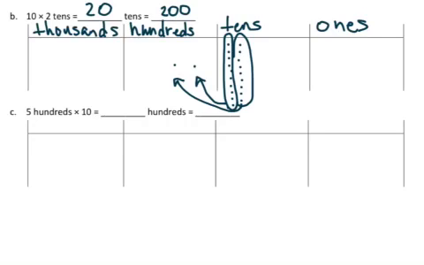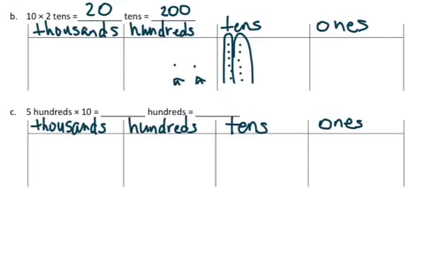Okay. Now we're going to do the same thing for C, and C is 5 hundredths times 10. So let's make some room here. Okay, we have to label our place value chart again. Okay, and we have 5 hundredths times 10. So in our hundredths column, we're going to put our 5 hundredths. And we're multiplying that by 10.